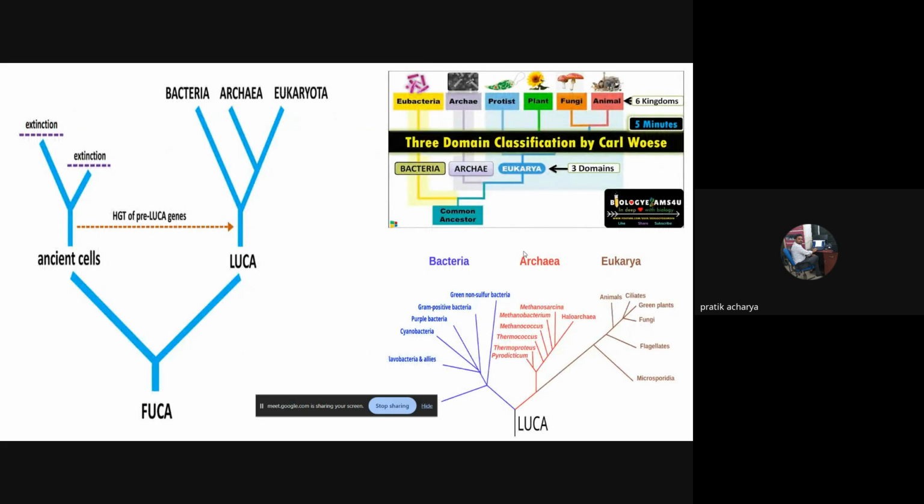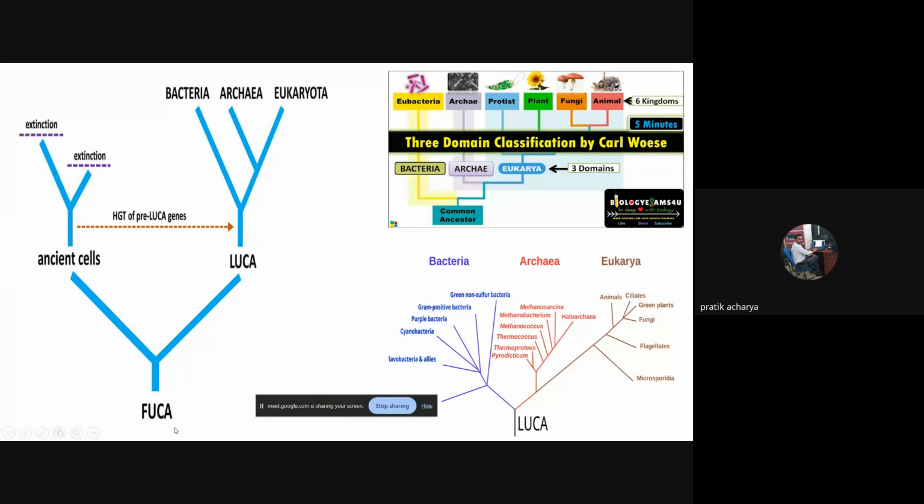Just look at this diagram. This is Luca. Here, my cursor is moving. This is Luca, last universal common ancestor. This is the ancestor from which all life forms arise. And this looks like a tree. That's why this is known as the tree of life. Its branches show which organism arose from, or what is the ancestral organism of, another.